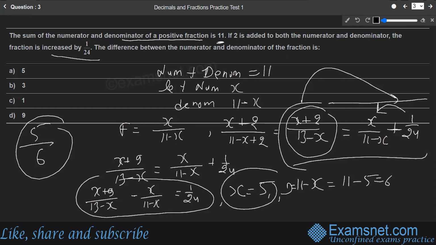The original fraction is nothing but 5 by 6, but what did he ask for? He just asked for the difference between the numerator and the denominator. So the difference, 6 minus 5, is obviously equal to 1. So the right answer is option number C, 1.